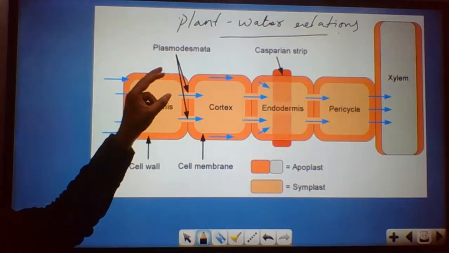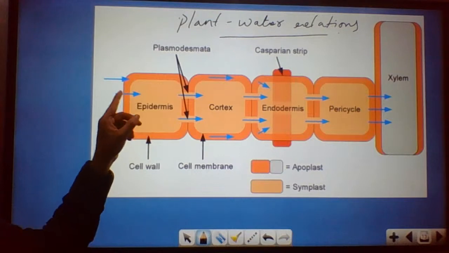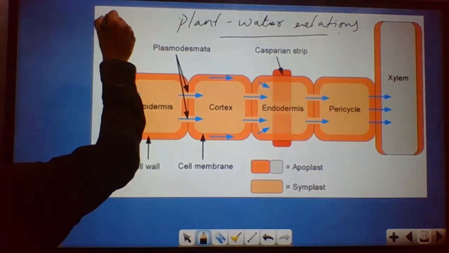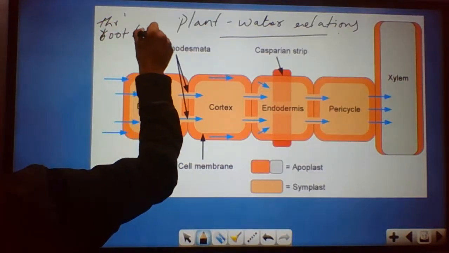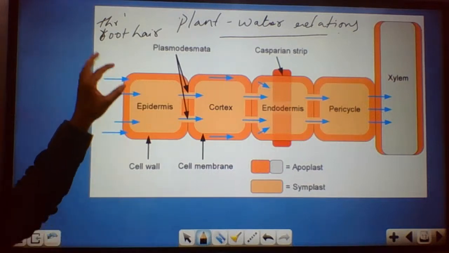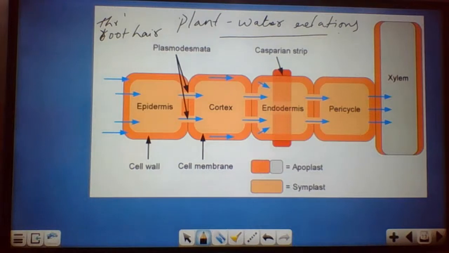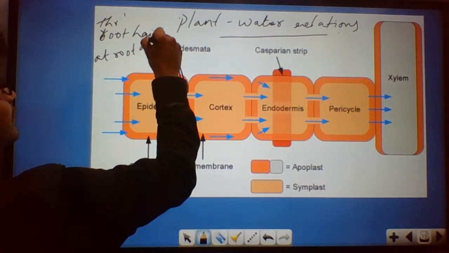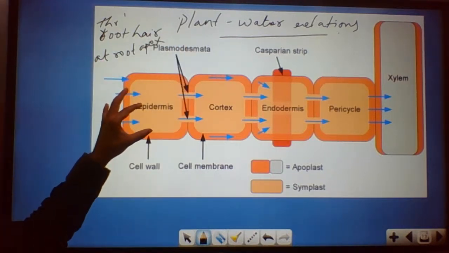Plant water relation is usually the interaction of the plant roots in the soil with the soil water. How does it take place? It occurs by means of the root hair. This plant water interaction especially takes place by means of the root hair, which is present at the root apex, where you could see this relation takes place, right?